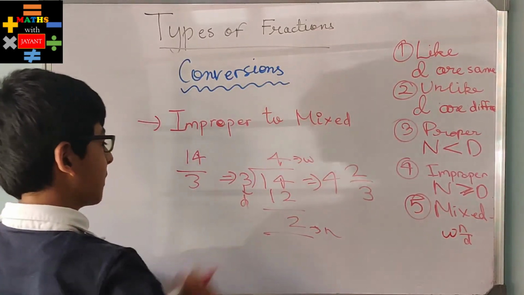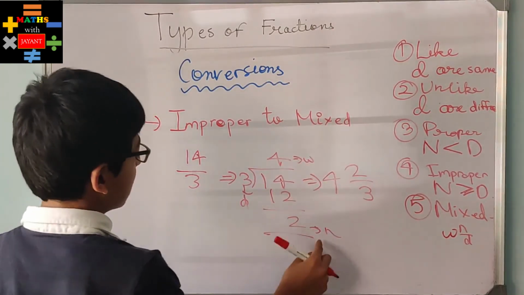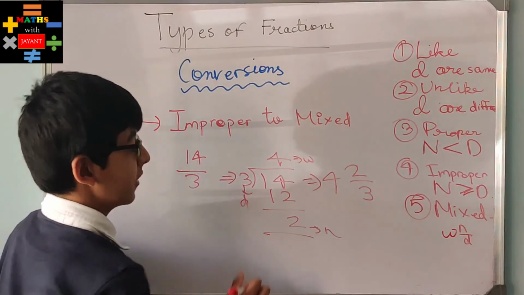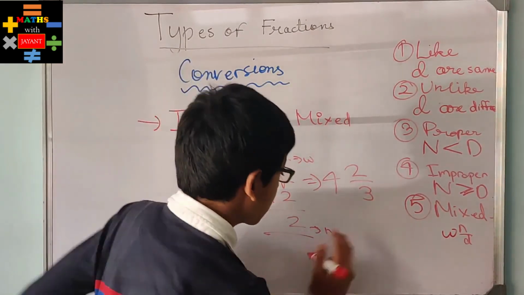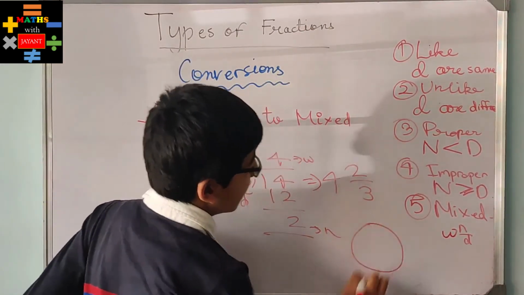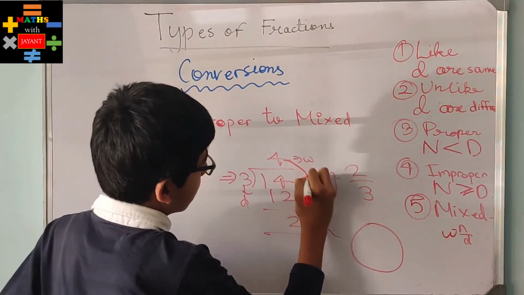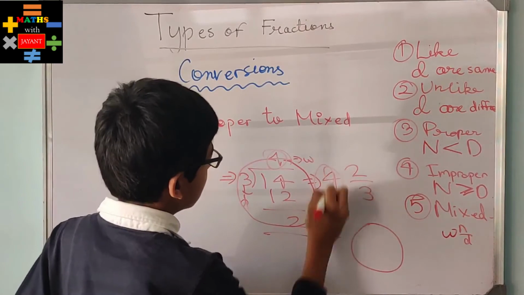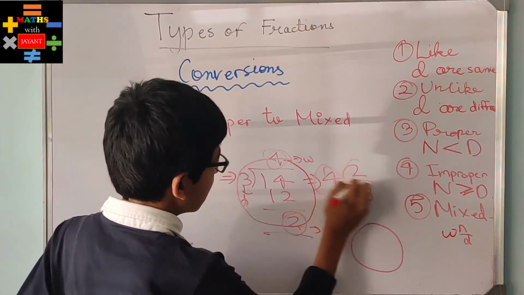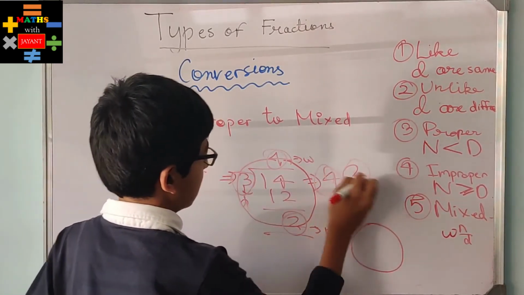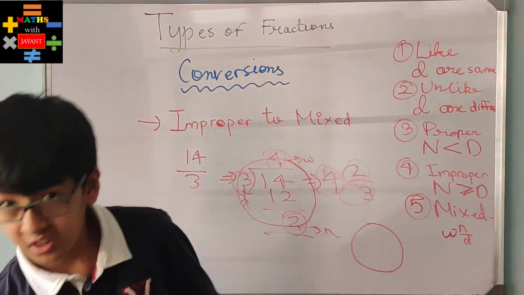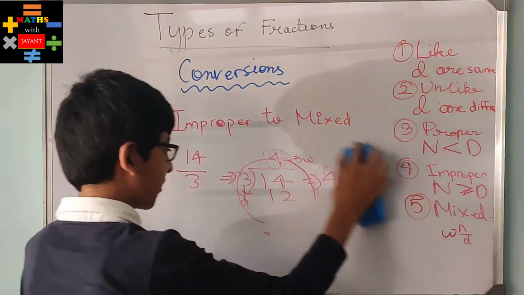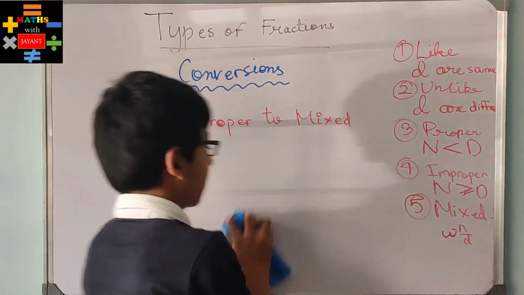Now how will you remember this? 4, this is the whole number, and this the numerator, this the denominator. How does the clock go? It will go like this. So like this, we'll go like this. So this becomes the whole number, numerator and the denominator. Let us take another last example for improper to mixed.